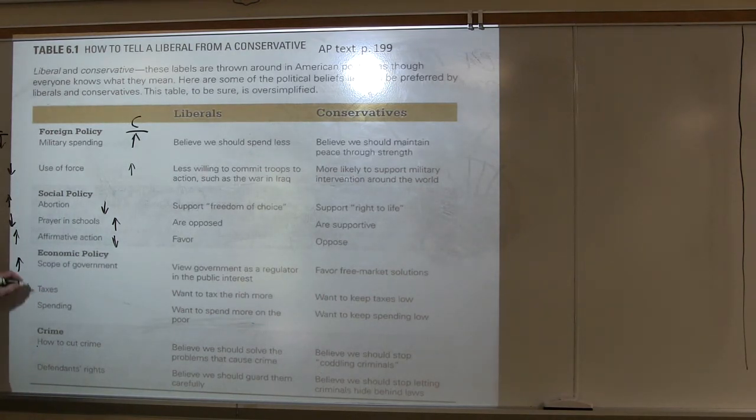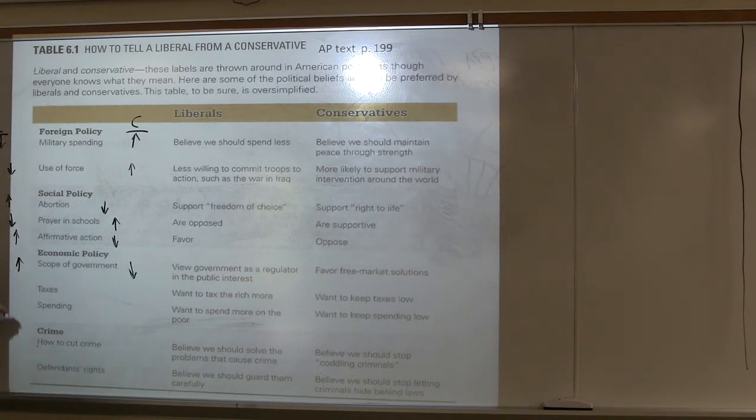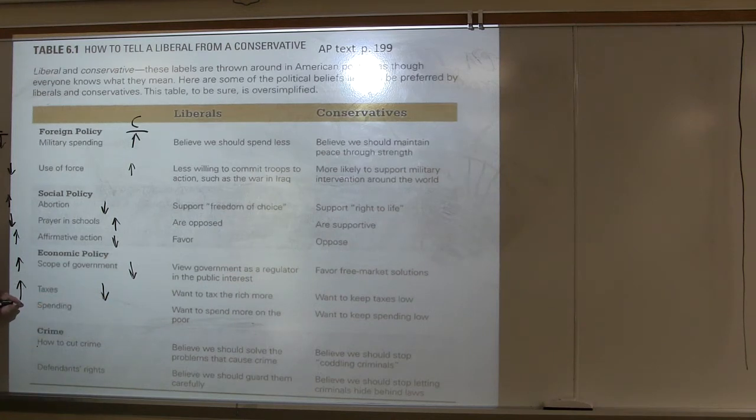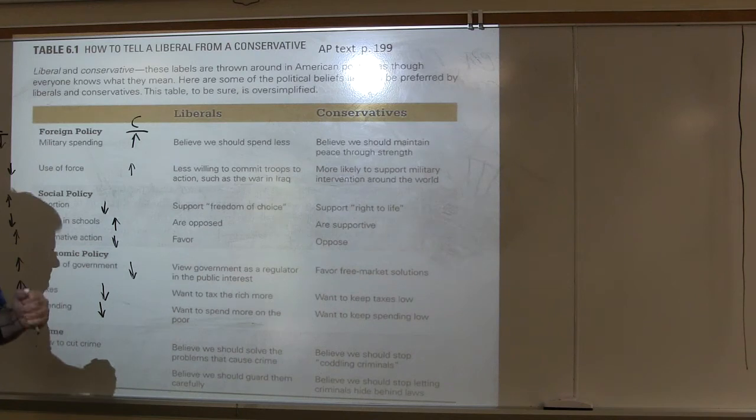Economic, scope of government. Liberals want it big, right? Conservatives want it small. Taxes. Liberals want the rich to be taxed. Conservatives do not want the rich to be taxed. Liberals want the rich to be taxed so they can spend money on the poor. So they want more money. Income and wealth redistribution, okay, which the conservatives say is un-American. You should get your money through the American dream, right?